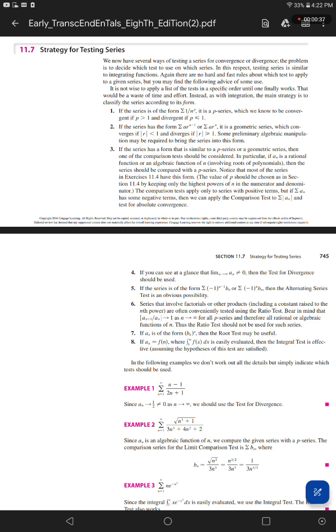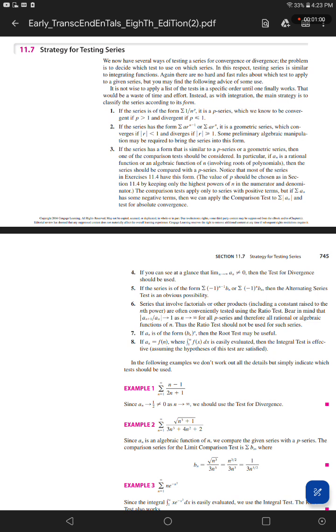It is not wise to apply a list of the tests in a specific order until one finally works. That would be a waste of time and effort. Instead, as with integration, the main strategy is to classify the series according to its form.